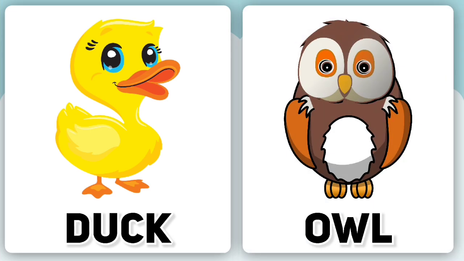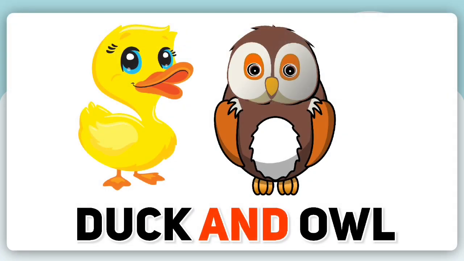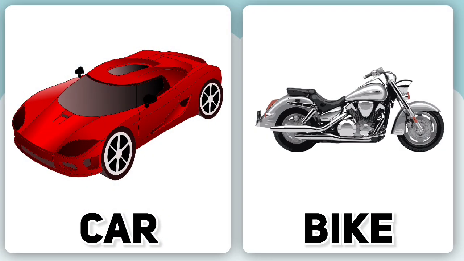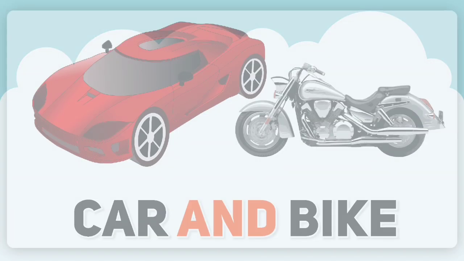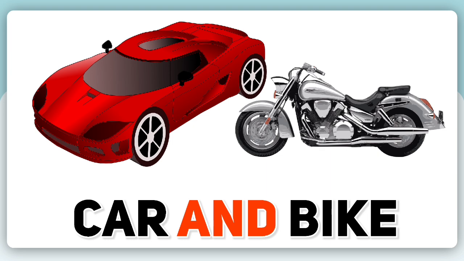We have two words, duck, owl. When we join them, we say duck and owl. We have two words, car, bike. When we join them, we say car and bike.